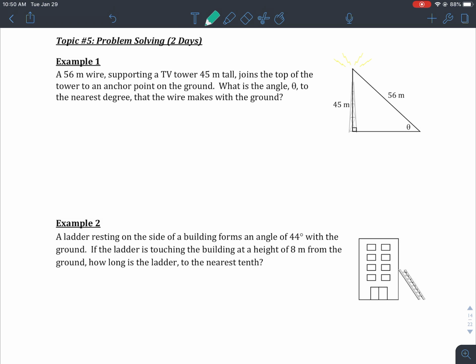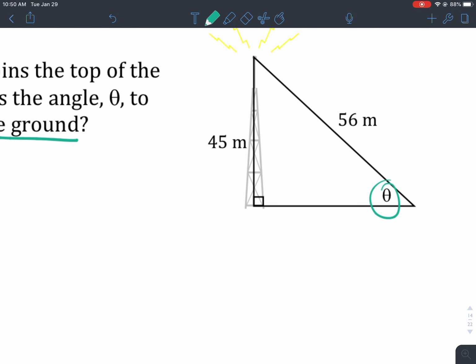So that first example says a 56-meter wire, which is supporting a TV tower that is 45 meters tall, joins the top of the tower to an anchor point on the ground. What is the angle theta to the nearest degree that the wire makes with the ground? So wire and ground is the thing that I need. Now conveniently the picture is given to me and I am looking for angle theta.